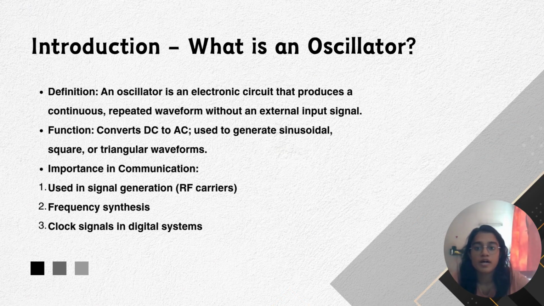First, let me talk about the introduction. What is an oscillator? An oscillator is an electronic circuit that produces a continuous repeated waveform without an external input signal. Its function is to convert DC to AC, and it is used to generate sinusoidal, square, or triangular waveforms. The importance of the oscillator in communication is that it is used in signal generation, as an RF carrier, for frequency synthesis, and also for clock signals in digital systems.